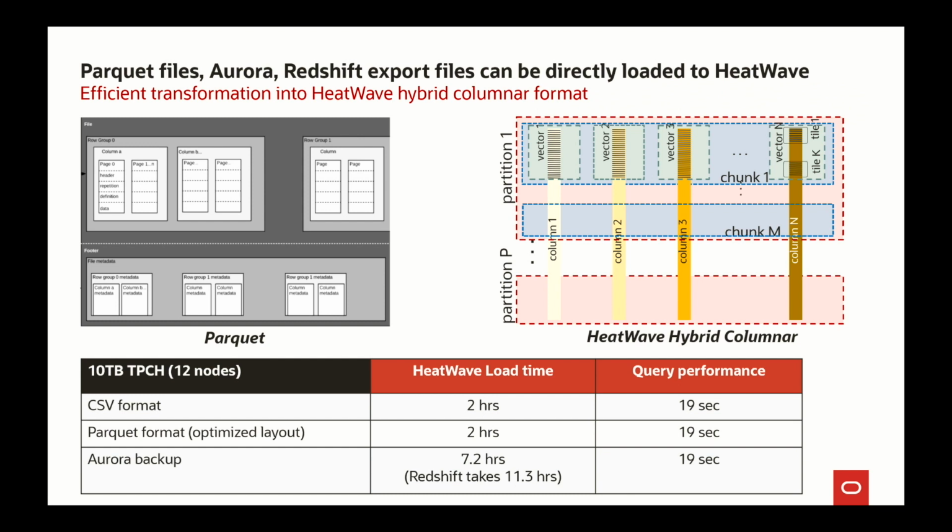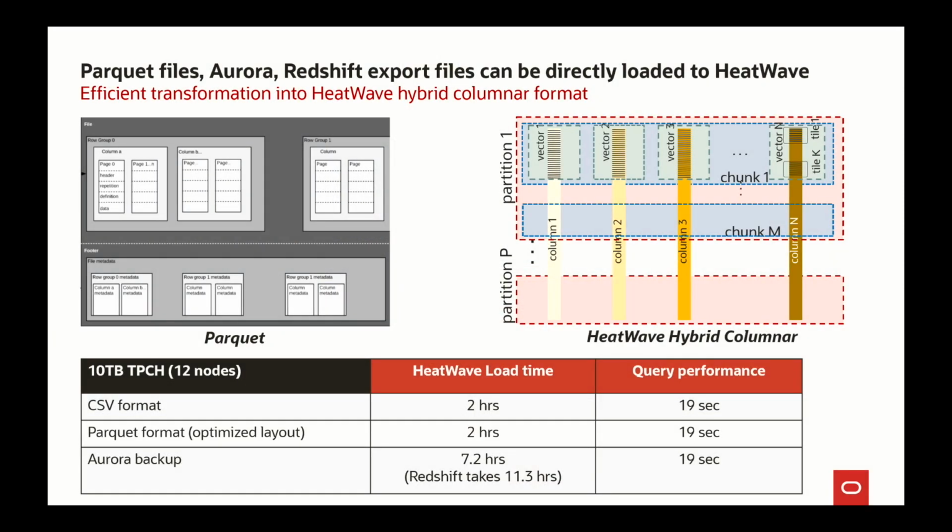So the first two rows show the load times between CSV and Parquet. Both of them take about 2 hours to load 10 terabytes on 12 nodes. Once the data is in memory, it doesn't matter what the source format was. The query time will always be the same. Right? Whether the source is CSV, Parquet, Aurora export, Redshift export, doesn't matter. The load time could vary, but we see that for CSV and Parquet it's the same. In the case of Aurora backup, it takes longer, and the reason is because the Aurora backup is not optimized in terms of the Parquet layout.